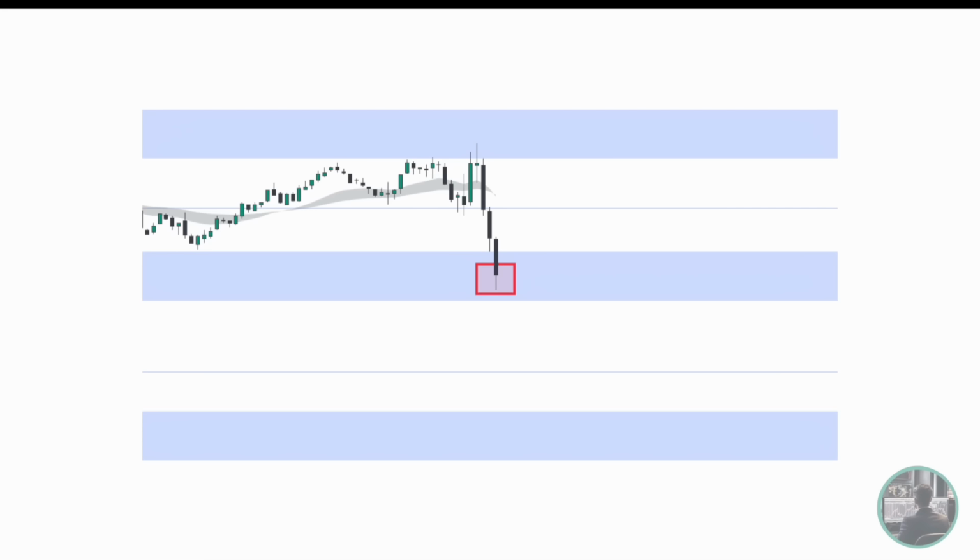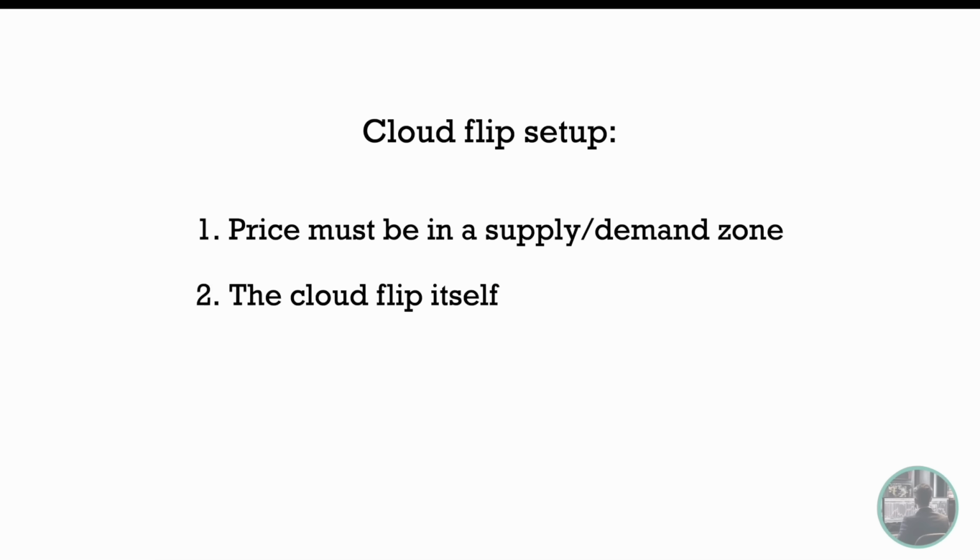A cloud flip at one of these zones is much more likely to be valid than a random cloud flip in the middle of nowhere. So our first requirement is simple. The cloud must be in a supply and demand zone, and if it isn't, then we wait until it is. So in this case, we see that the price recently entered a supply and demand zone, which means we can now consider a trade. And that's when we move on to step 2.